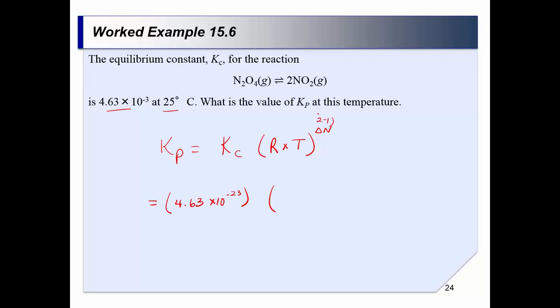So I really just need my R, and that is liters, atmospheres, per mole, Kelvin, times temperature. Now the temperature is given to us in Celsius, but remember we need to convert that to Kelvin. If you don't remember that you need to convert that to Kelvin, please look at the units given for your R value, and that will tell you. So that's 298 Kelvin. So multiplying all of these numbers together, I get a value of 0.113 for my Kp.